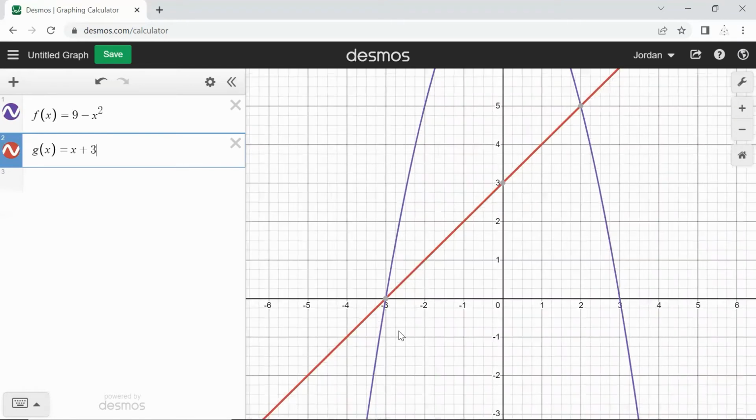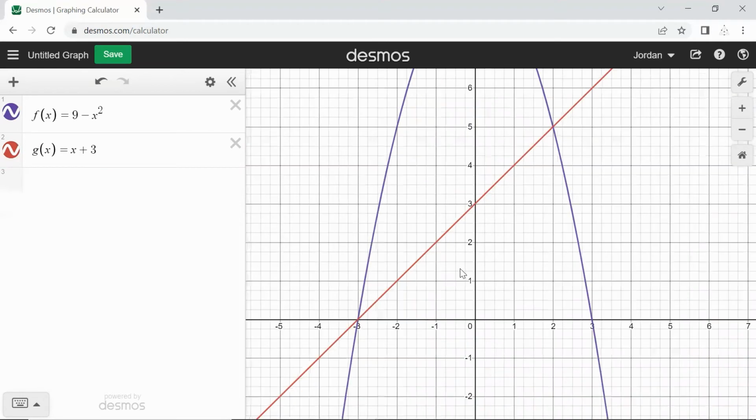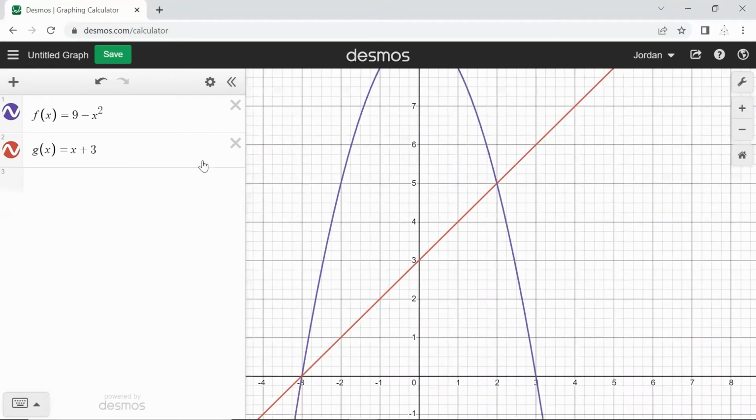I can use Desmos or any other graphing feature to do that, or you could do it by hand. I'm going to utilize the graphing feature. Notice that the left-handmost point is (-3, 0), and the right-handmost point is (2, 5). So in terms of x values, we're going from -3 to +2 when we're integrating.